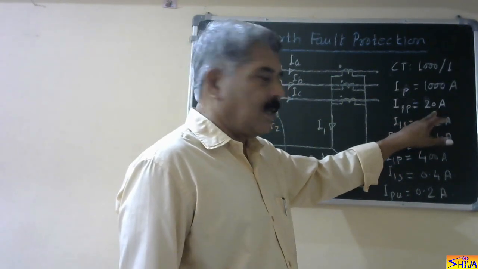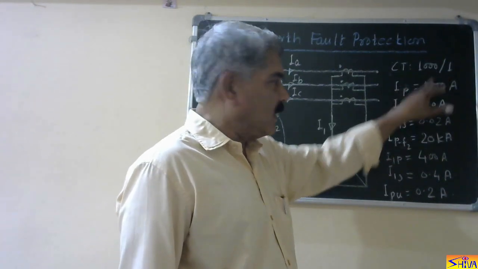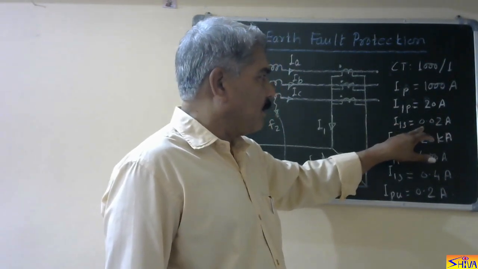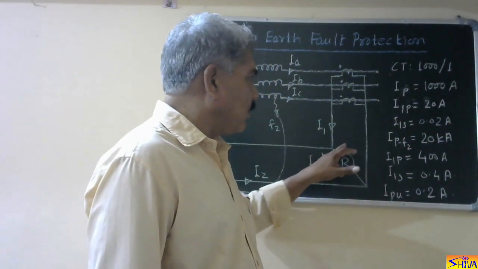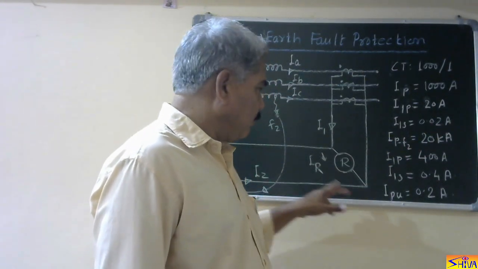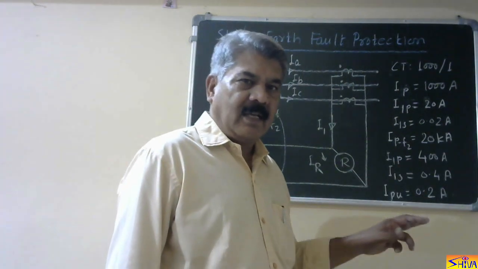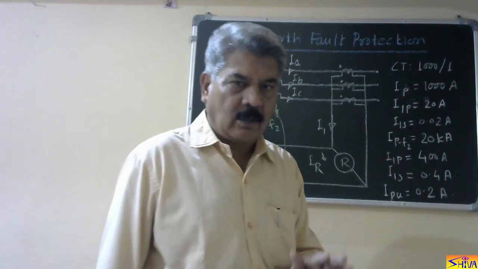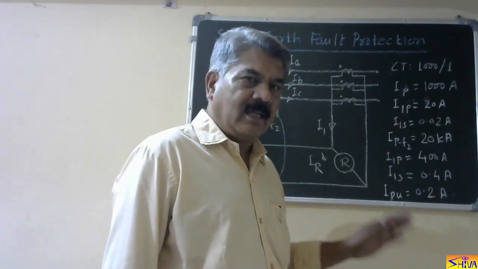It is 20 amperes. So corresponding secondary current will be, 1000 by 1 is the CT ratio, so for 20 ampere, it will be 0.02 ampere. So under normal condition, 0.02 ampere current is flowing through this relay. But it is less than the relay setting, therefore relay is not operating. That is under normal condition. Even when there is imbalance, the relay is not operating.